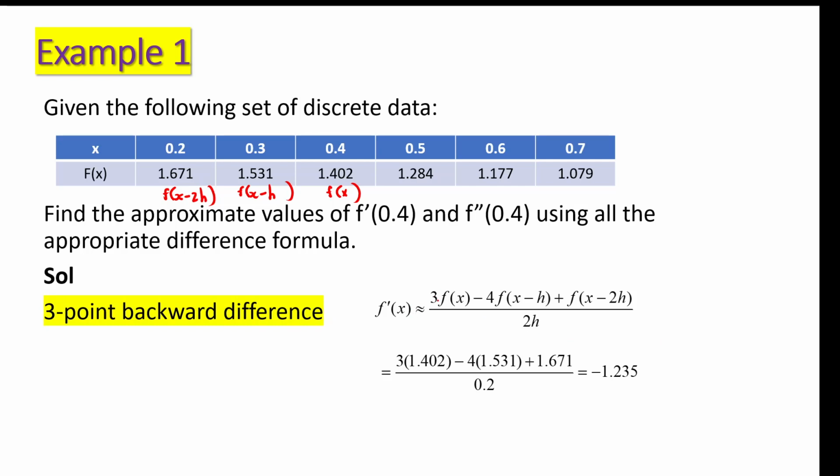It is approximately equal to 3 times f(x), so 3 times 1.402, minus 4 times f(x-h), which is 4 times 1.531, plus 1 time f(x-2h), so plus 1 time 1.671, divided by 2h. 2 times 0.1, you have 0.2. Calculate in one step, you should get this answer. So far, is it okay?